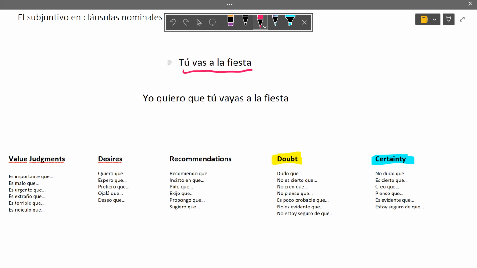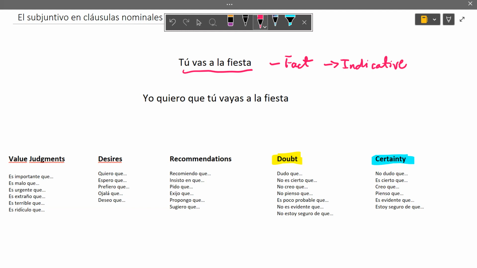Tú vas a la fiesta. You go to the party. This is just regular, just kind of a fact-based sentence, right? It's just describing what happens. And this is in what is called the indicative. Indicative is a verb mood, and that actually includes everything you've learned so far in Spanish, including the present, the pretérito, the imperfecto, the future, conditional. All those are indicative verb tenses. They're just describing things that happen.